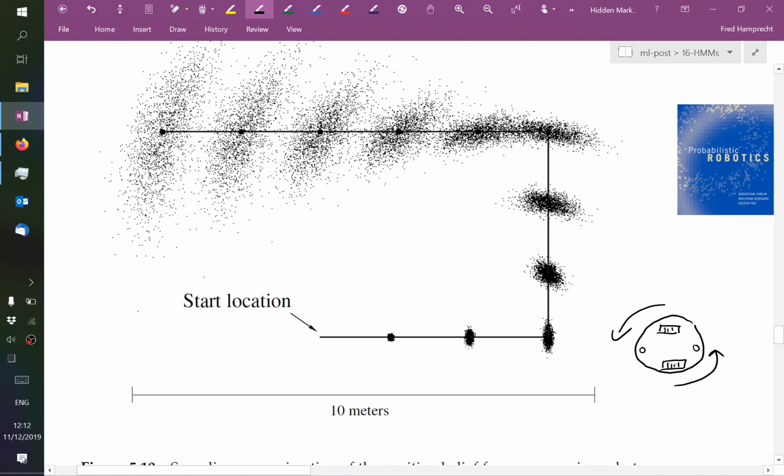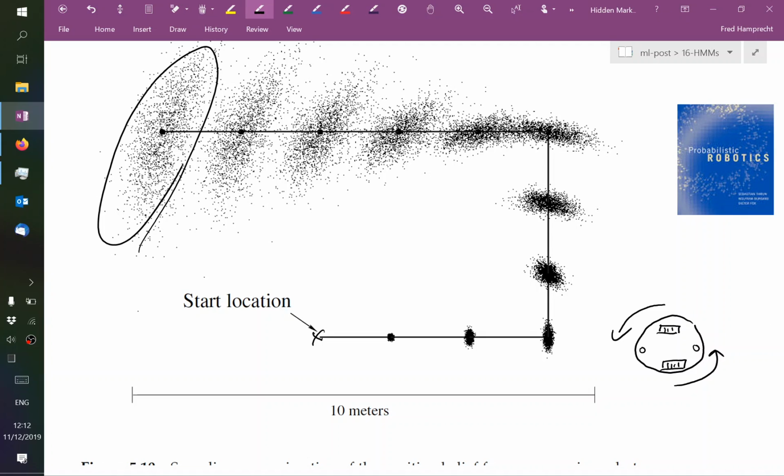And then it walks forward by another step, and another step. It's told to turn left by 90 degrees, and it goes on and on. And these uncertainties over time add up. So we had a very precise starting location, and then we have a very diffuse idea of where we are after these 10 steps.